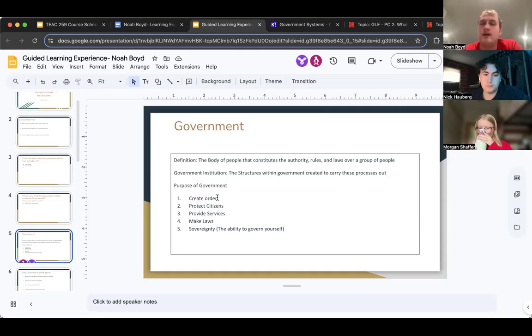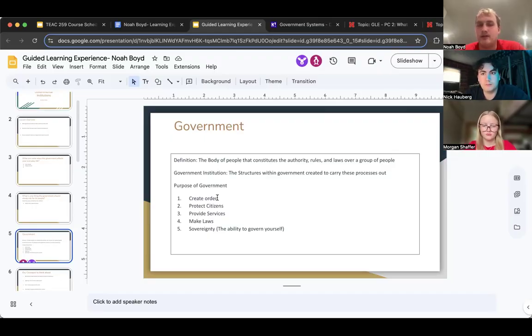And then they're also going to provide services. So this is something that's going to vary a lot from democratic institutions to authoritarian institutions. So how they're going to provide services, is that through social welfare programs like SNAP, or are they going to provide street services, or are streets going to be free? Is education going to be free?